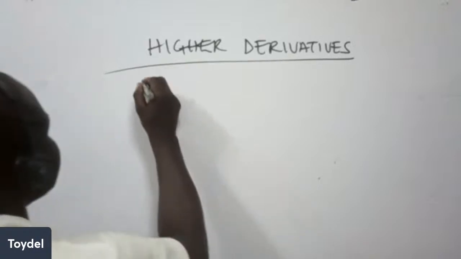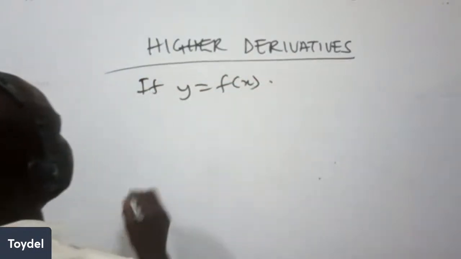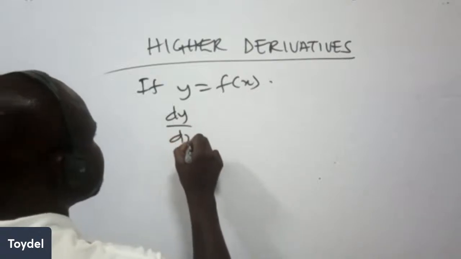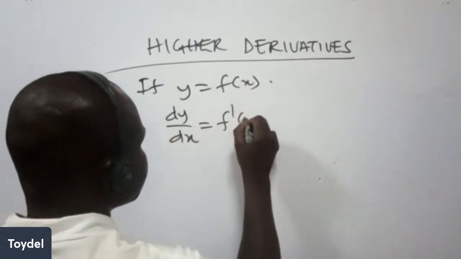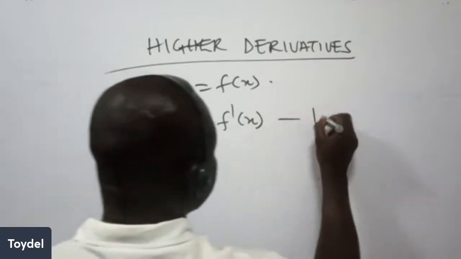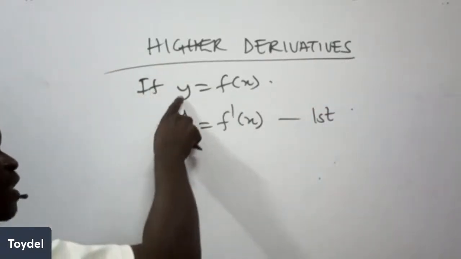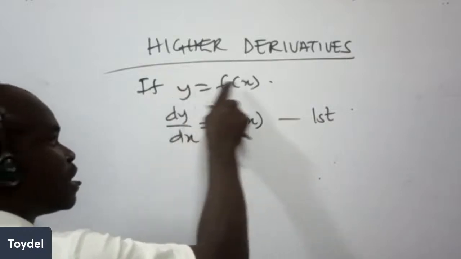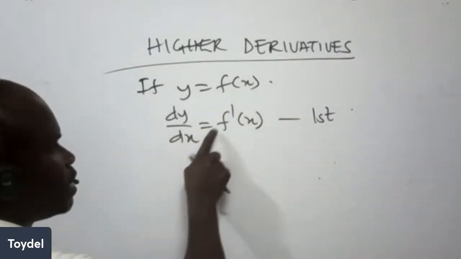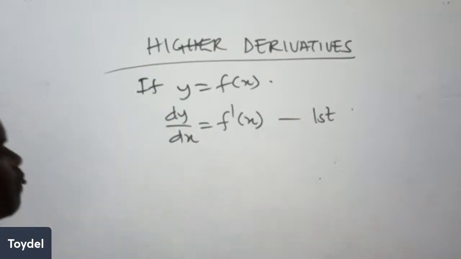Today we want to look at higher derivatives. That is, if y is a function of x, then dy/dx, which is the same thing as f prime, is called the first derivative. That is when we take the differentiation of y with respect to x, dy/dx is the same thing as f prime, the first derivative. We can go ahead and find the second derivative.